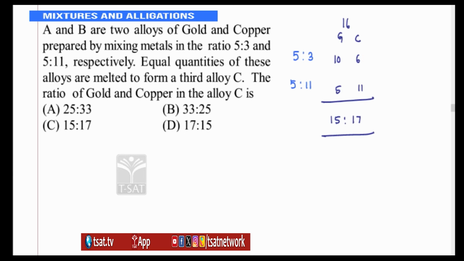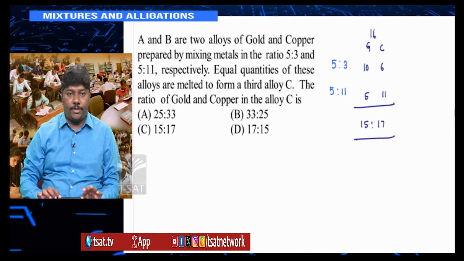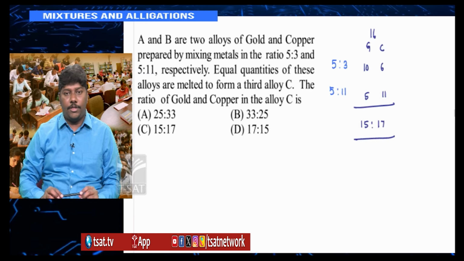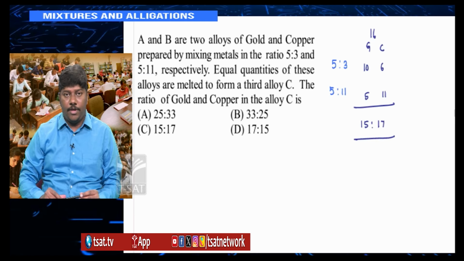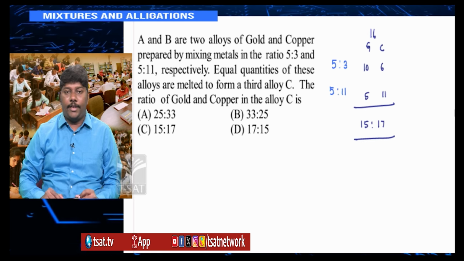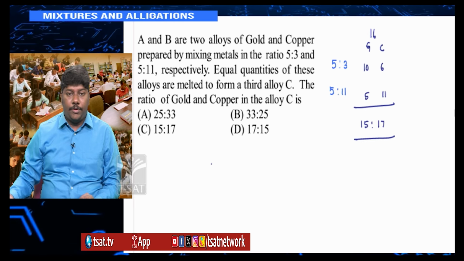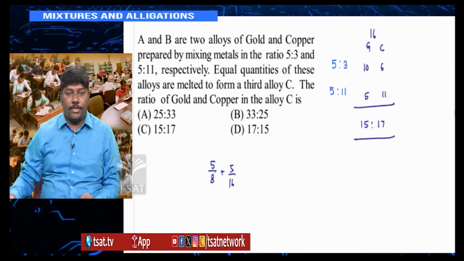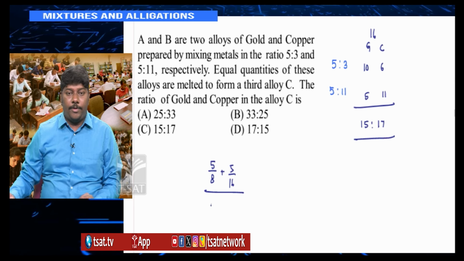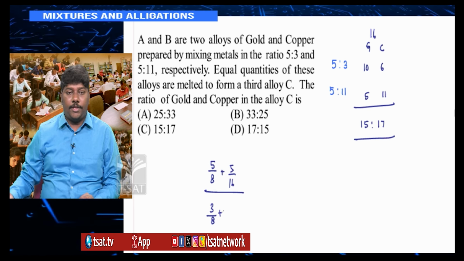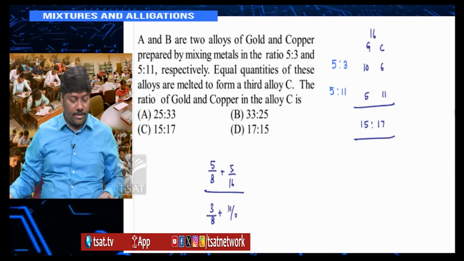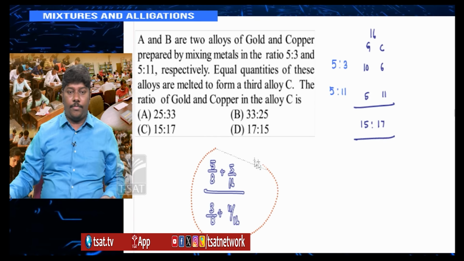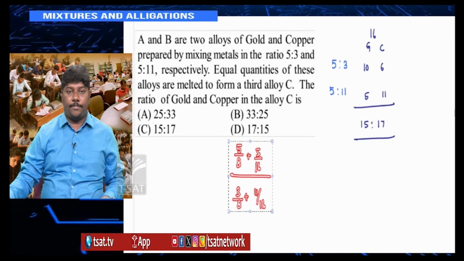So he is saying gold and copper in the first one is 5:3, second one is 5:11. In the mixture it is 15:17. You can also do it by taking a 1:1 ratio, or else you can find it directly using ratios. Into ratios means 5/8 plus 5/16. This is gold in the first one, gold in the second one. What is copper in the first one? 3/8. Copper in the second one, 11/16. That's all. Okay, here also you will get the same answer.